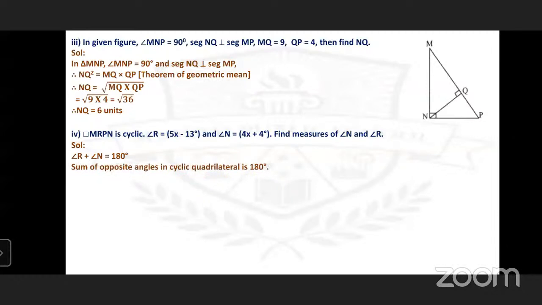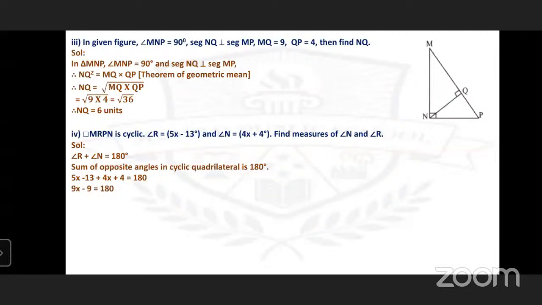So angle R plus angle N is equal to 180 degree. So angle R is equal to 5x minus 13 degree and angle N is equal to 4x plus 4 degree. Right? So we substitute here. In place of angle R, we write 5x minus 13, and in place of angle N, we write 4x plus 4 degree. Now, 5x plus 4x, that is 9x. Minus 13 plus 4, that is minus 9. So here we get 9x minus 9 is equal to 180.